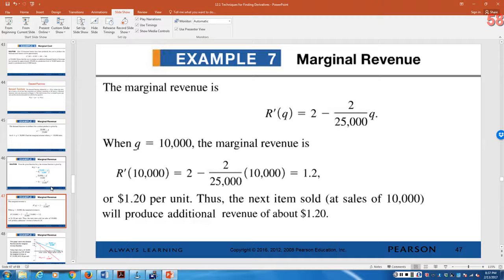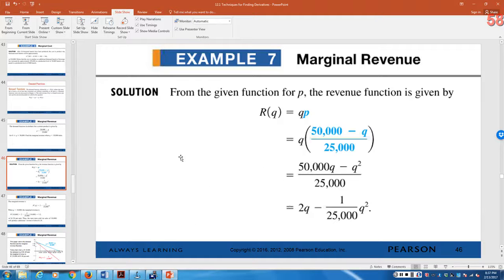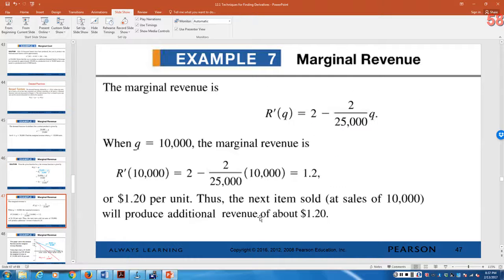So when you take the derivative, I'm going to go back and forth here for a second. If you take the derivative of 2Q, what do you get? 2. When you take the derivative of 1 over 25,000 times Q squared, what happens? You get 2 times that fraction times Q. And 2 times 1 over 25,000 turns into 2 over 25,000. You don't even have to reduce that. It's not necessary.